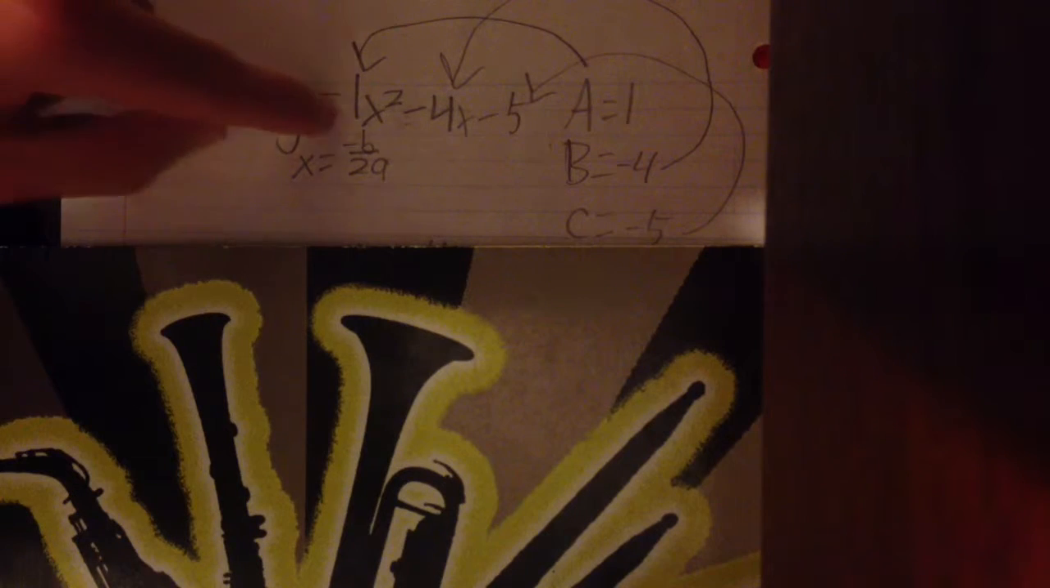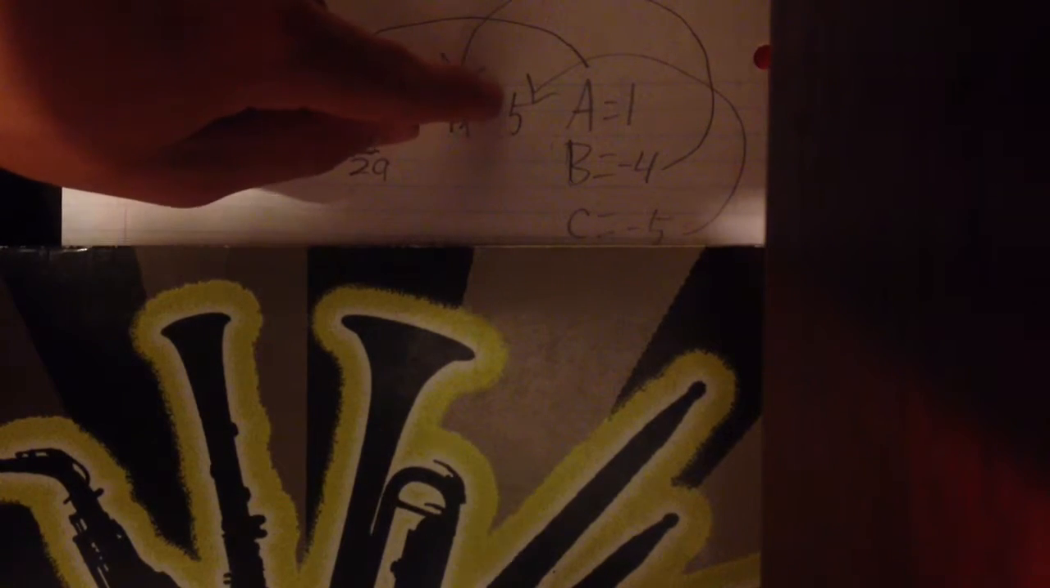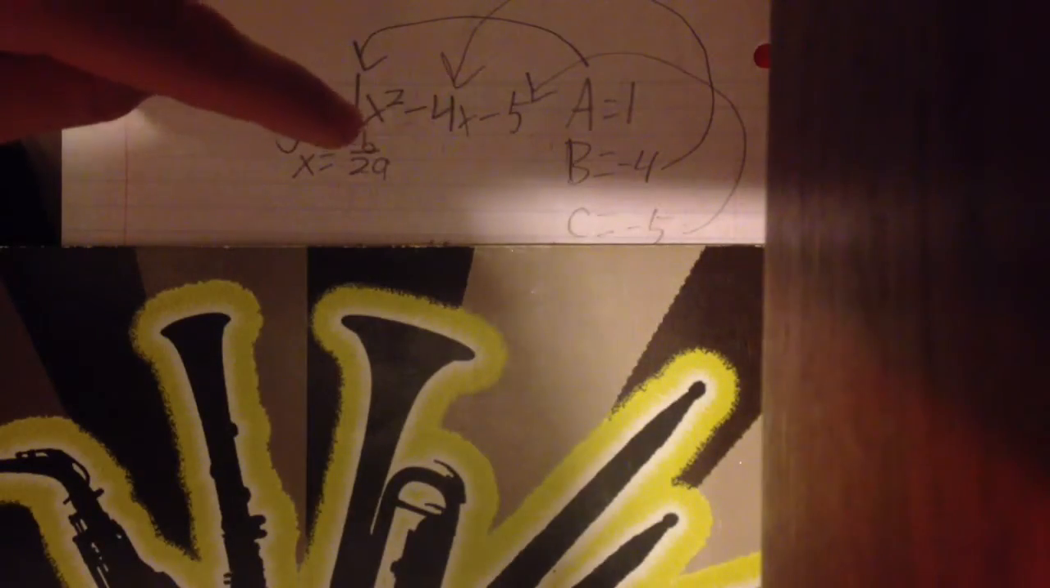Our first step is to determine the vertex. Find the axis of symmetry. Our equation is y equals 1x squared minus 4x minus 5. We know a equals 1 because it is attached to x squared. We know negative 4 is b because it is attached to x. And finally, we know negative 5 is c because it is by itself.